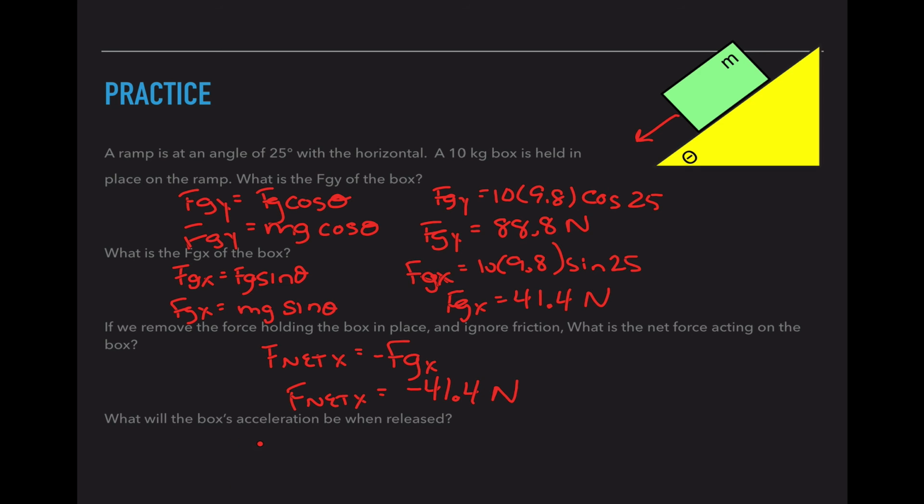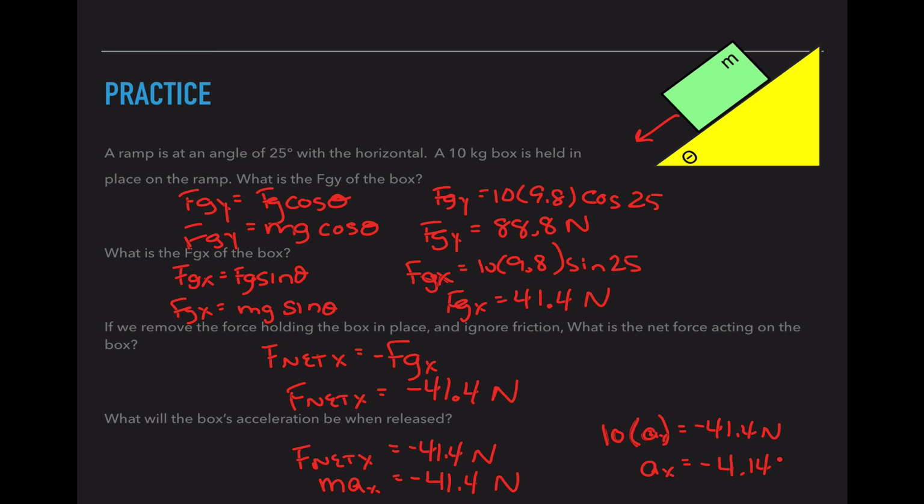What will the box acceleration be when it's released? F net in the x direction equals negative 41.4 newtons. Substitute m times a in the x direction equals negative 41.4 newtons. The mass of the box is 10. So that means the acceleration in the x direction is negative 4.14 meters per second squared. So that box accelerates down the ramp at 4.14 meters per second squared, and it's negative again because of the direction going down the ramp.